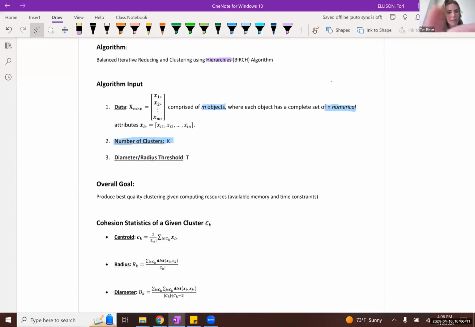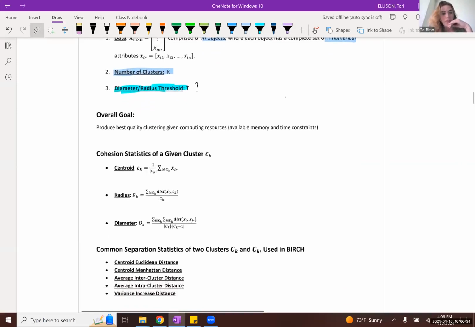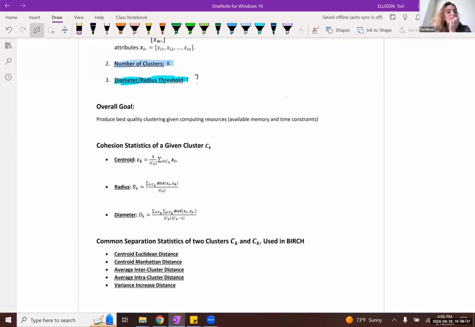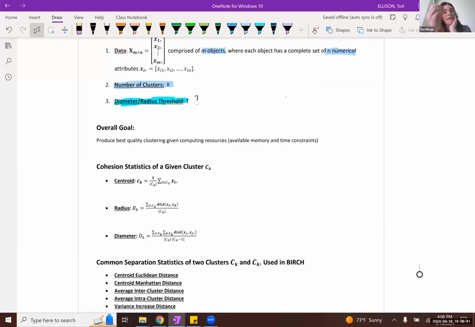Okay, so this is somewhat of a soft parameter that you need to pre-select. But the parameter that you do need to think carefully about selecting is this parameter T, which represents our diameter or radius threshold. What this threshold corresponds to is a measure of how cohesive we would like our CF tree subclusters to be.